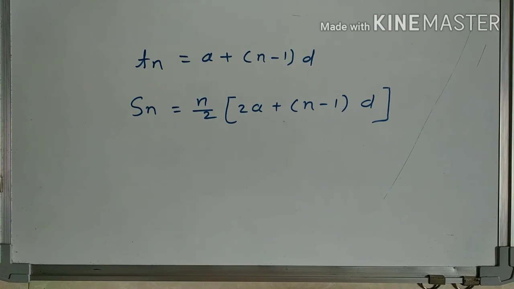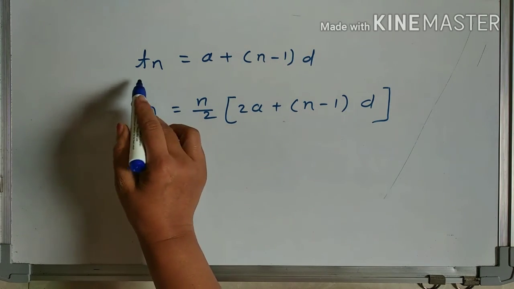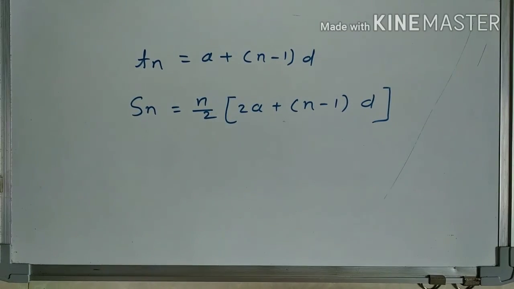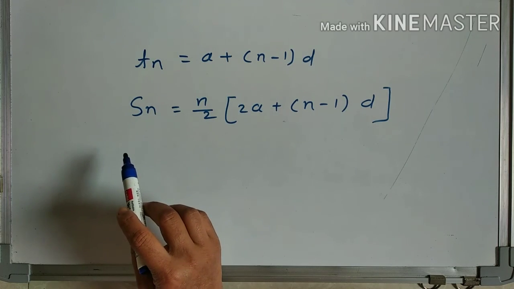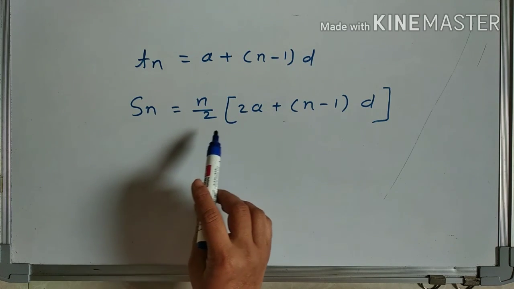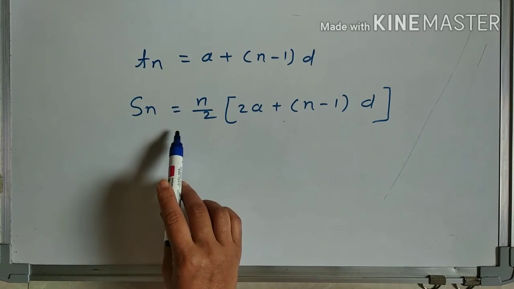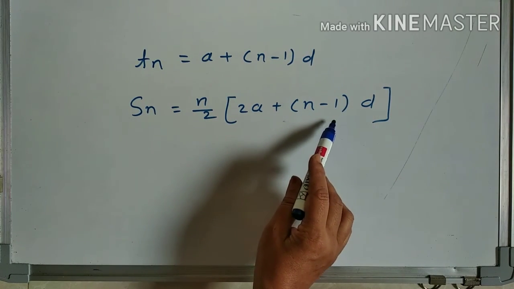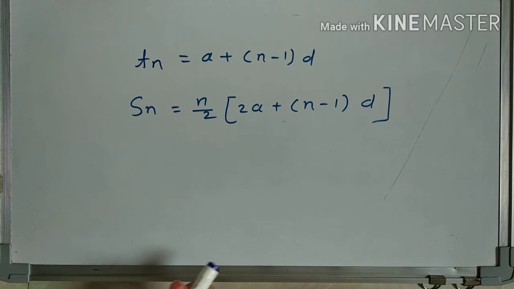In this chapter, you have to remember only these two formulas. Formula for the nth term of an AP, Tn equals A plus n minus 1 into D, and the formula for the sum of the first n terms of an AP, Sn equals n by 2 in bracket 2A plus n minus 1 into D. In the next video, we will solve the problems of arithmetic progression.